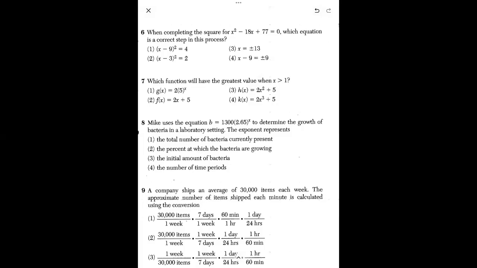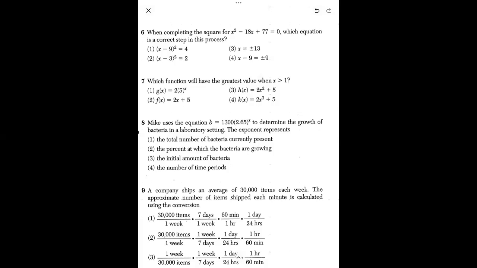Hey, this is question number 6 from the June 2023 Regents exam. Now, this is completing the square. That's a process where you take half of the linear term and then square it. But we didn't cover that. But if it's in the multiple choice section, it doesn't matter.